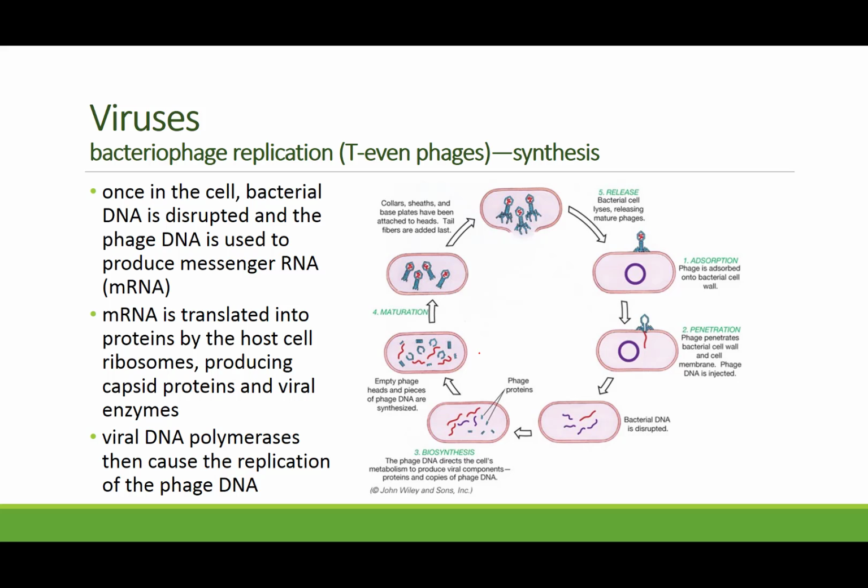So the next step then is synthesis. Once it's inside the cell, then the bacterial DNA is disrupted, so it stops being used to make proteins, and instead the phage DNA is used to make, if you recall from our discussion, messenger RNA, the RNA that then goes to the ribosome to be translated into proteins. So we translate that mRNA into proteins to produce the capsid proteins and any viral enzymes that are required.